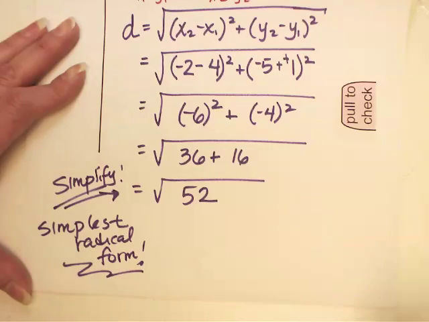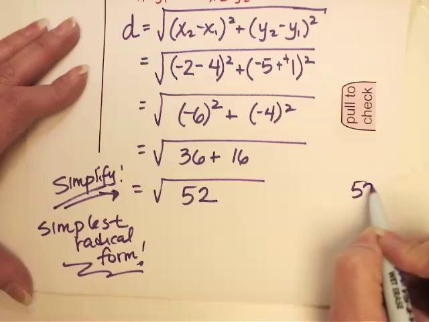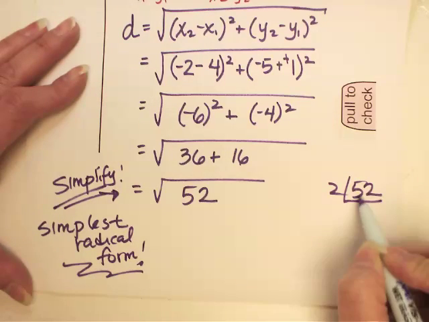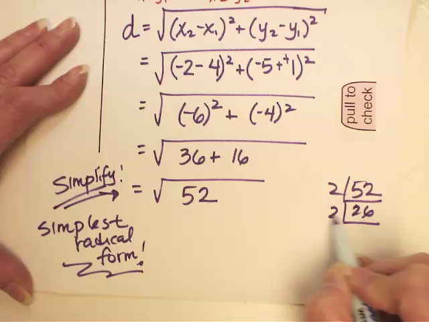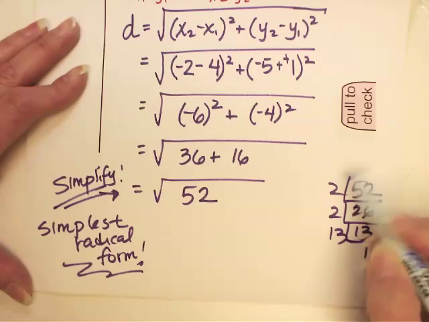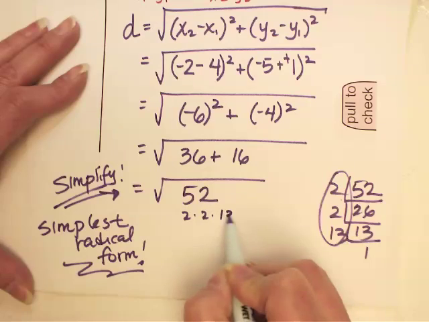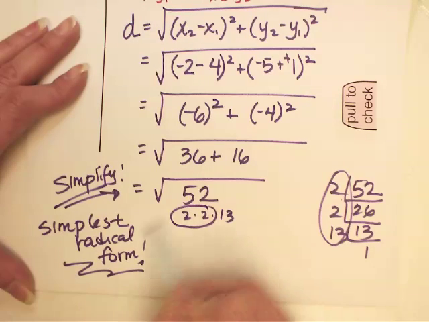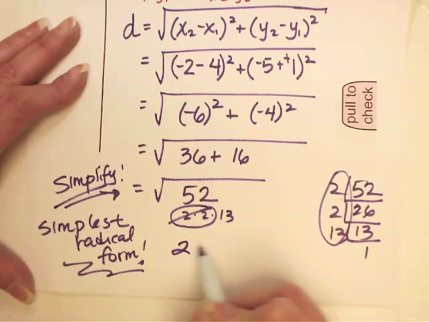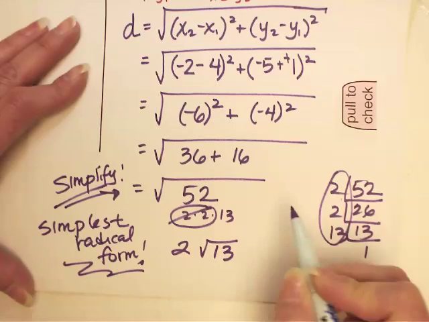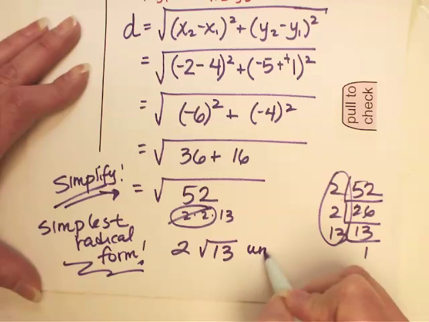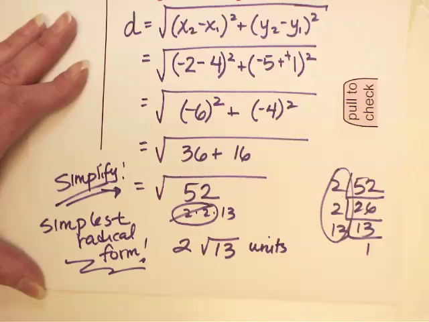So right now, if you take a look, 52 can be factored. It's factorable. Okay, 2, which gives me 26, 2, 13. 13 is a prime. So I end up with 2 times 2 times 13. What can I do? I can take out my twins of 2. So I end up with 2 square root 13. And this is units, as our distance.